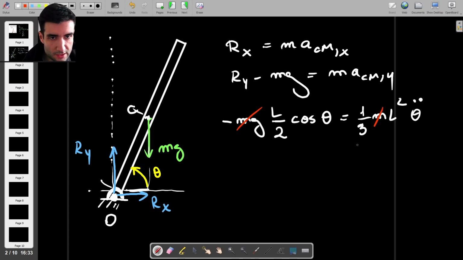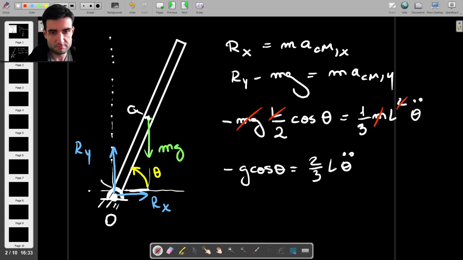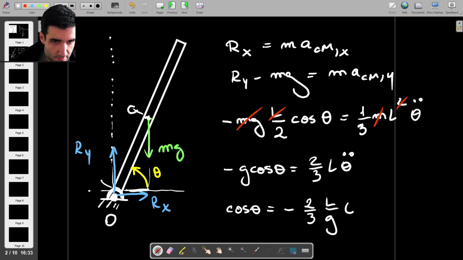We can cancel out the m's, we can cancel out an L, and we end up with minus g cos theta is equal to 2/3 L theta double dot. Or we can maybe say that cos theta is equal to minus 2/3 L over g theta double dot. We might actually change this in a bit.